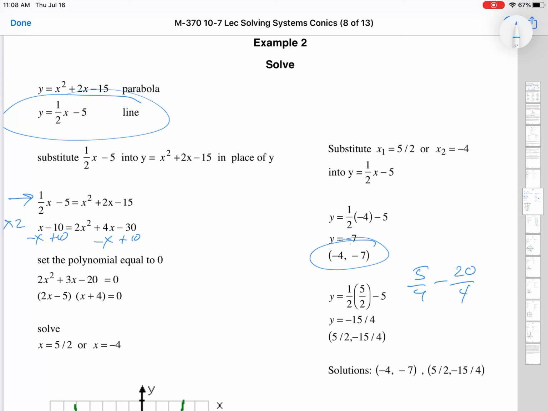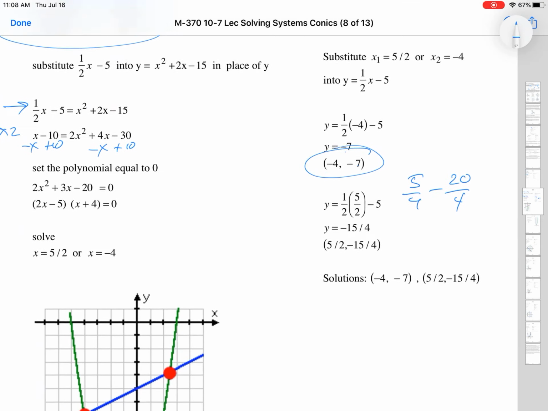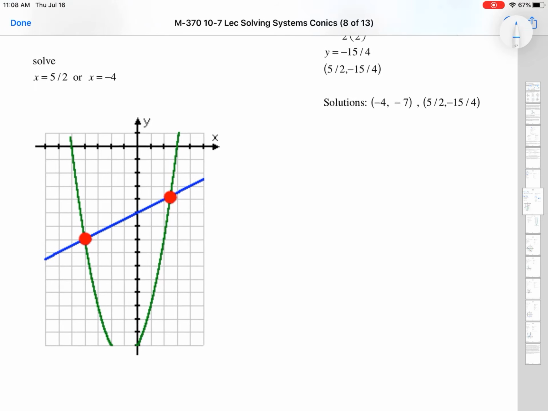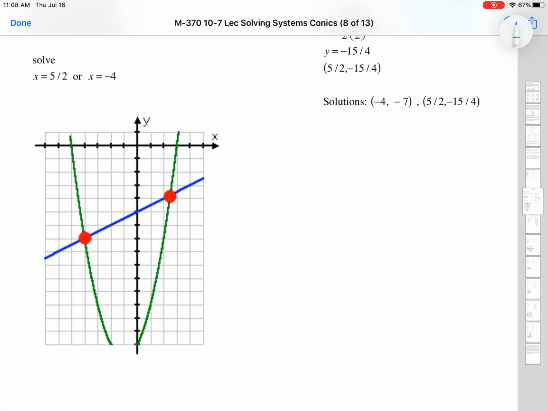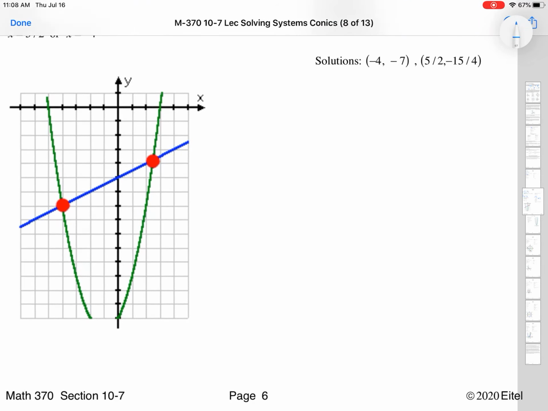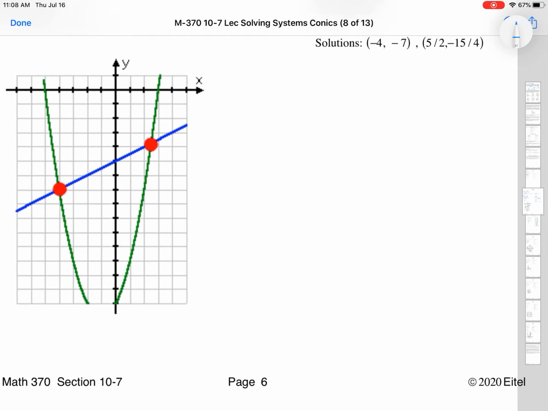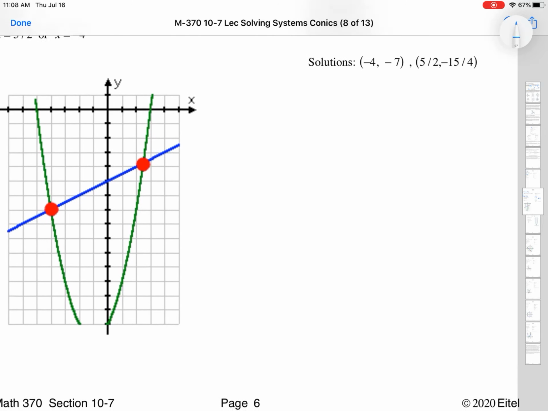Your fraction work needs to be good. If you're worried about fractions, you picked the wrong majors. If you're worried about trig fractions, you picked the wrong majors because we do a lot of them. And calculators make it worse, not better. So be careful in that.